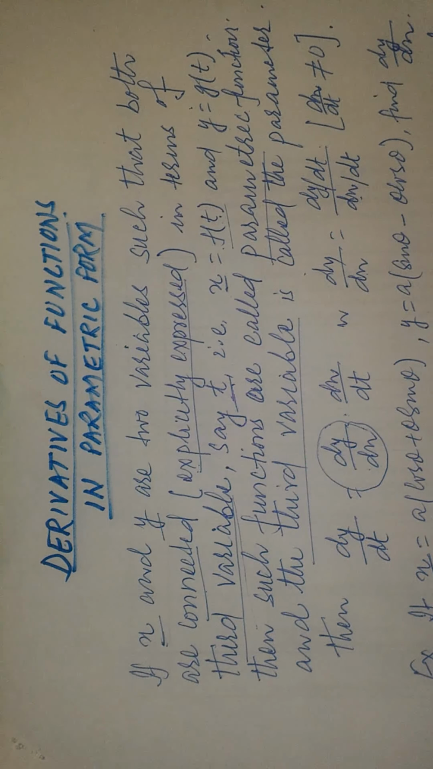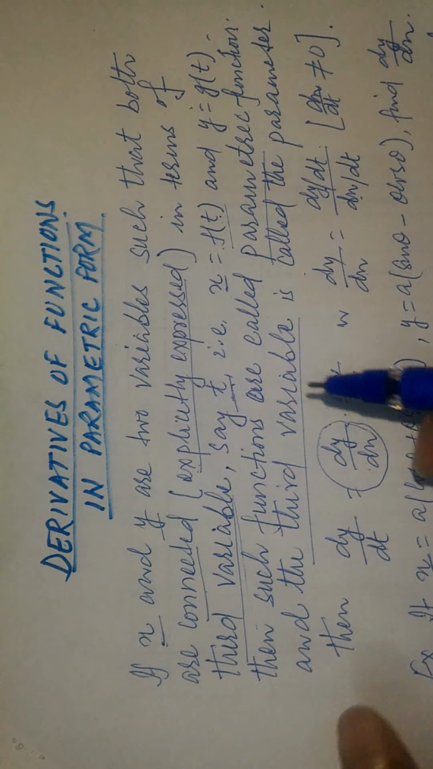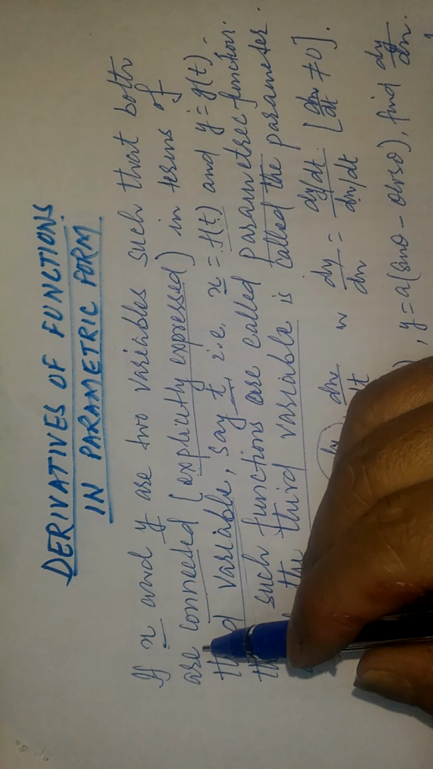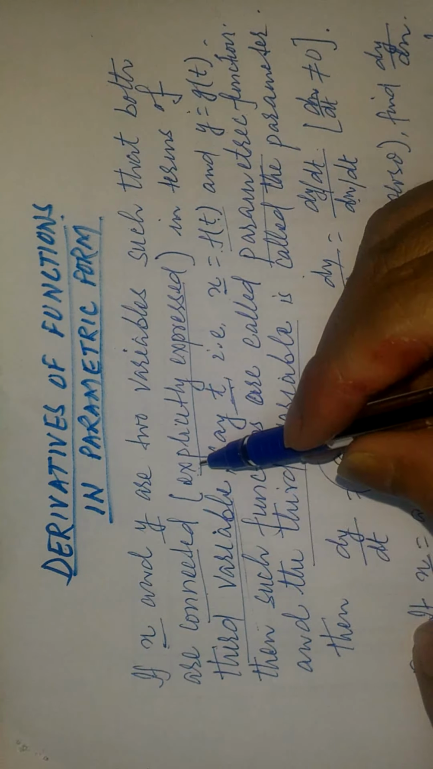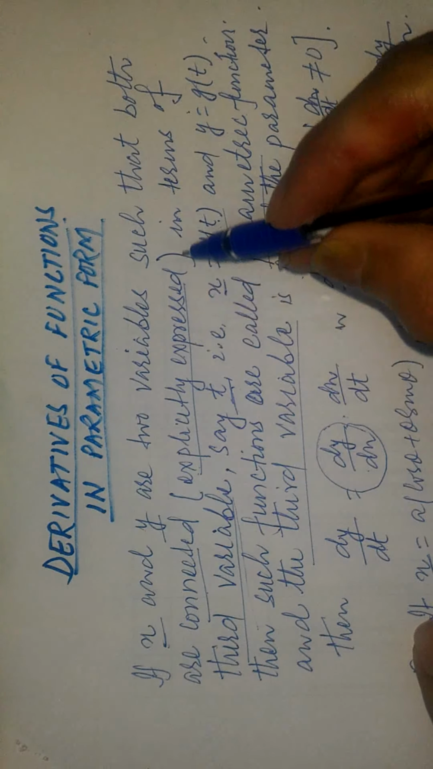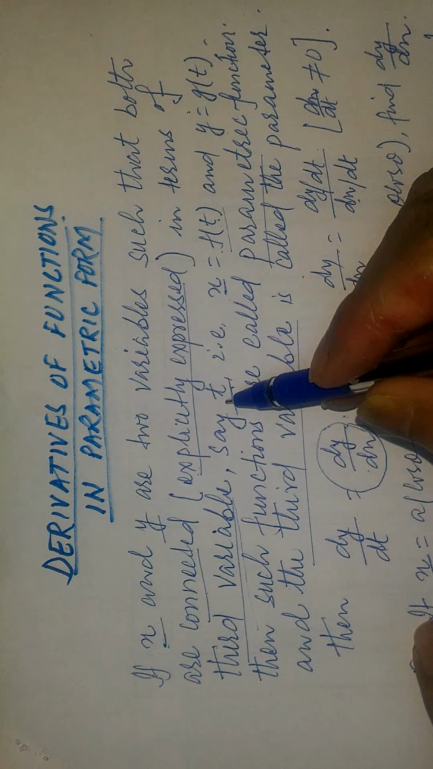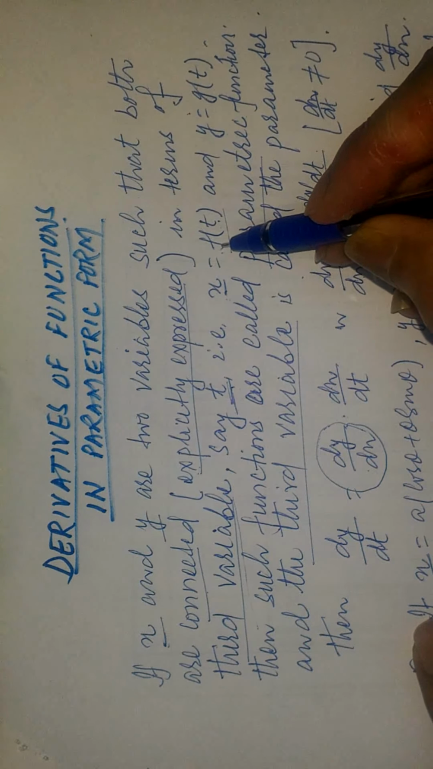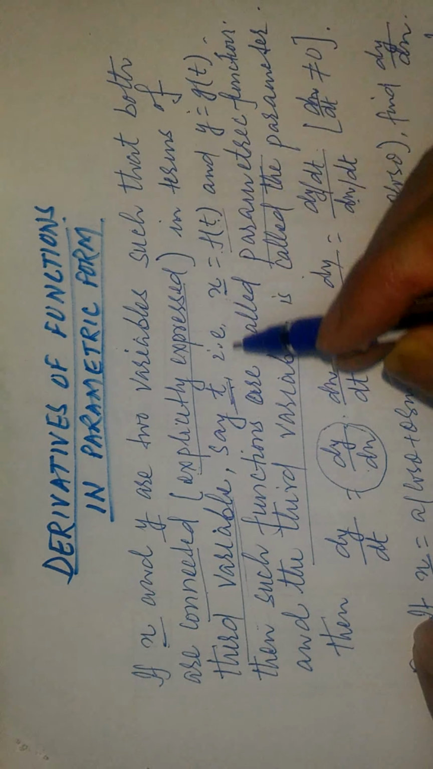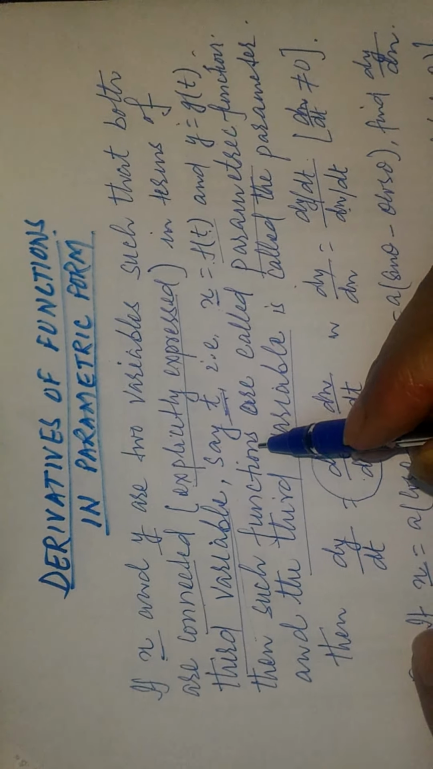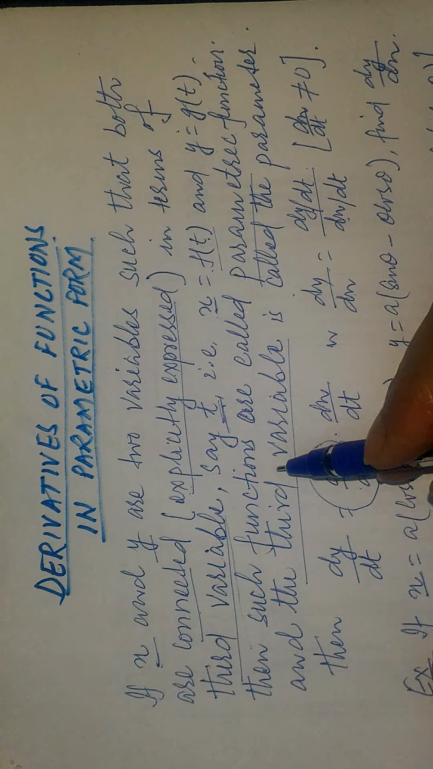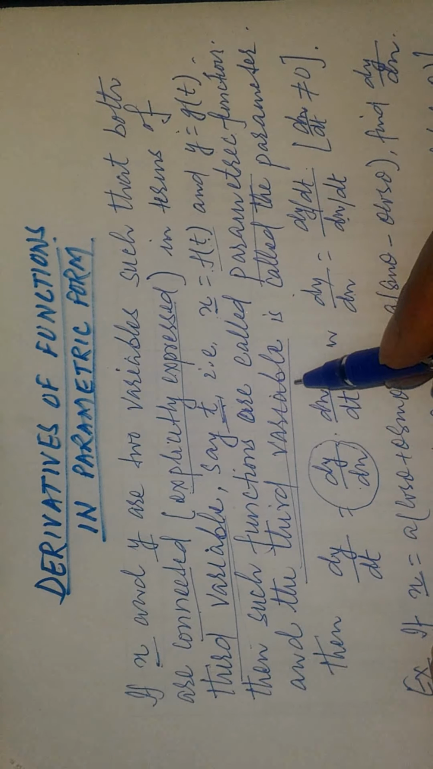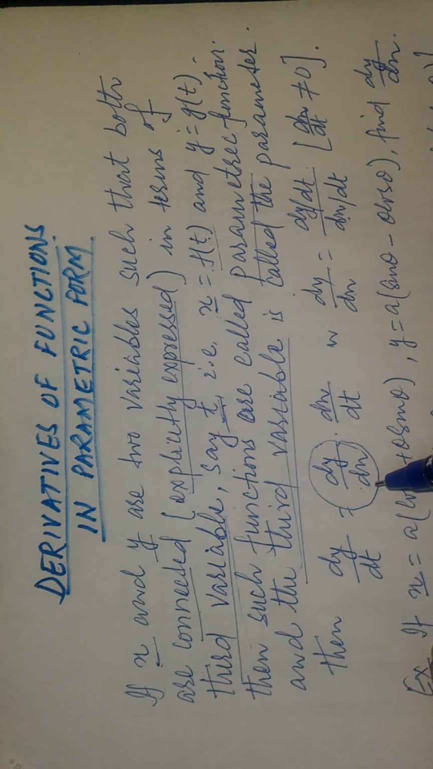Let us first understand what is a parametric form. If x and y are two variables such that they are connected or explicitly expressed in terms of a third variable, say t, that is, if x is a function of t and y is also a function of t, then such functions are called parametric functions. And the third variable t is called a parameter.